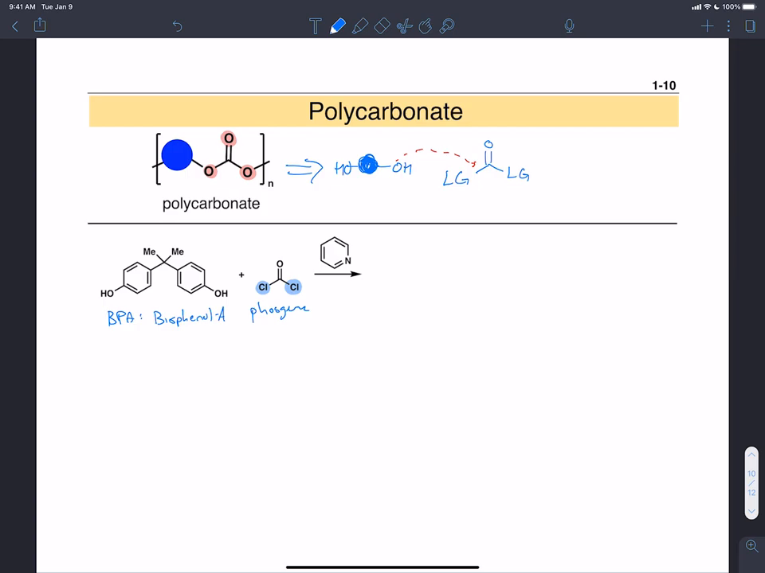And it makes some really, really nice materials from inexpensive starting materials. So the simplest way to imagine doing this is just a fast solution polymerization. We have pyridine here. So pyridine actually acts as a base and a catalyst.